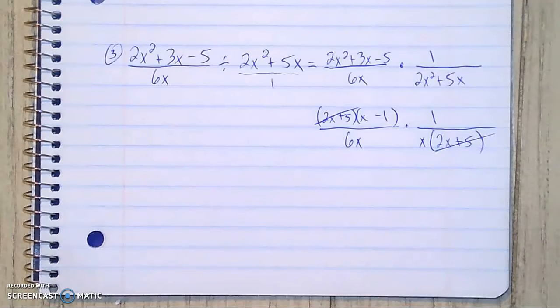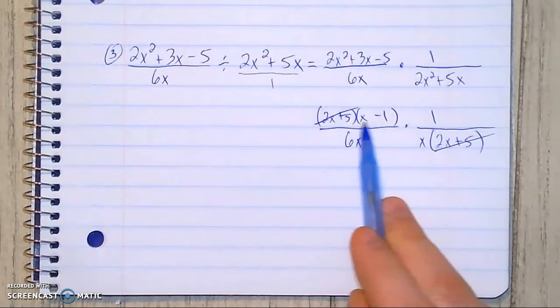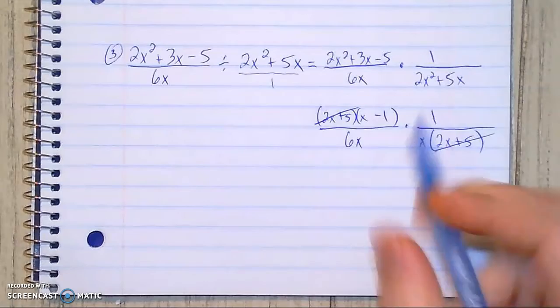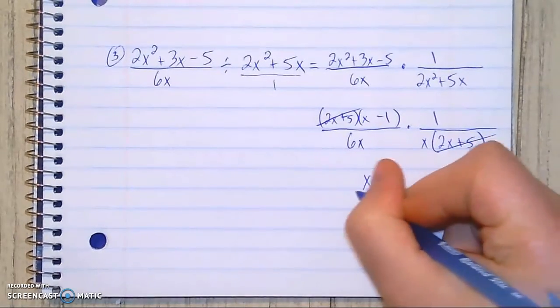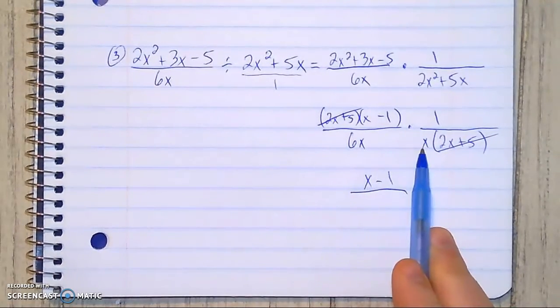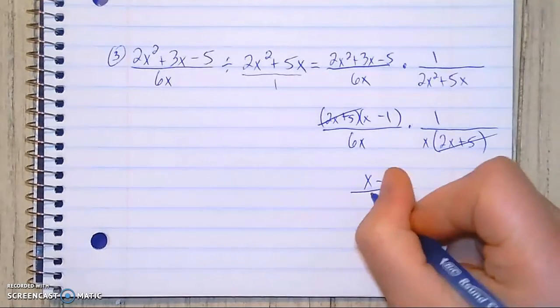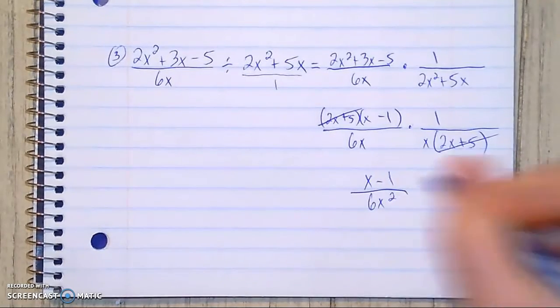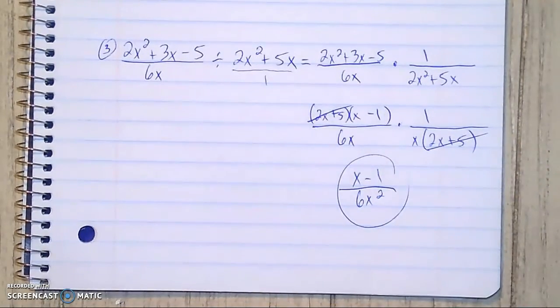Those 2x plus 5s cancel each other out. And that's about it. So up top here, this x minus 1 is being multiplied by 1. It stays the same. And down below, this 6x is being multiplied by x. So 6x times x, that's 6x squared. And that's it for that problem. X minus 1 over 6x squared.